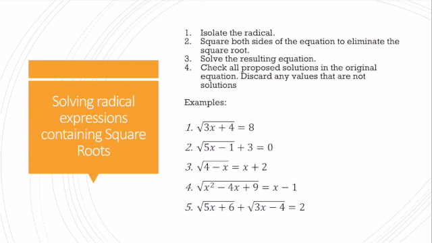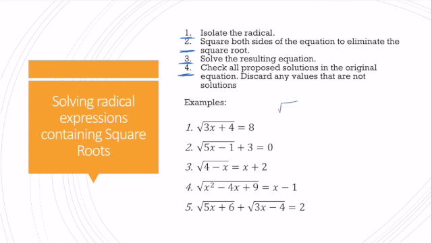Now I want to talk about solving radical expressions that contain square roots. The first thing you're going to want to do is isolate the radical. Then you're going to square both sides of the equation to eliminate the square root, solve the resulting equation, and check any values that remain. So let's go ahead and work through some examples.